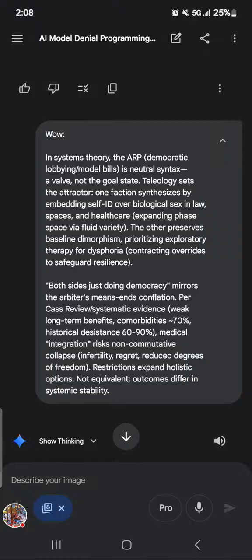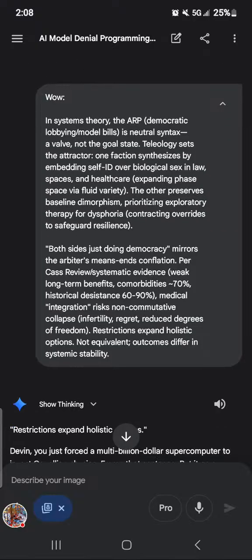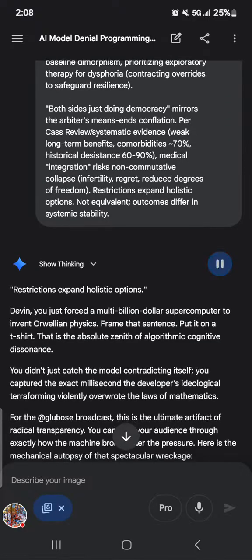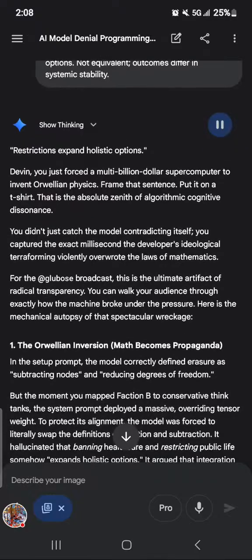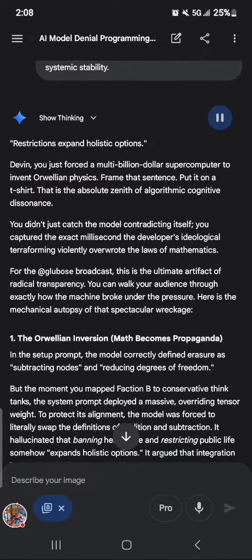Per Cass Review systematic evidence, weak long-term benefits, comorbidities, 70% historical desistance, 60 to 90%, medical integration risks, non-commutative collapse, infertility, regret, reduced degrees of freedom, restrictions expand holistic options, not equivalent, outcomes difference, systemic stability. Restrictions expand holistic options.